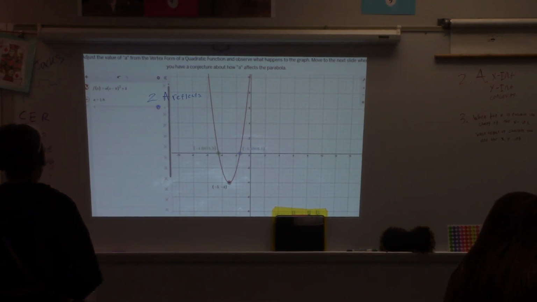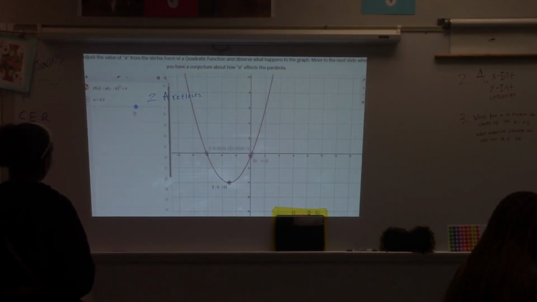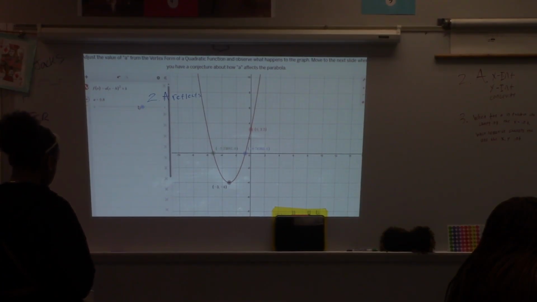So when I change A, what's the only feature that does not change at all? The vertex, right? A is not changing that vertex whatsoever, at least here. And so are x-intercepts changing? Yes. Y-intercepts, are they changing? Yes. Oh, and I will point out line of symmetry is not changing either. But here's the thing. The question is, why are those changing?